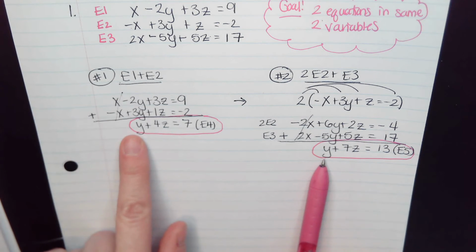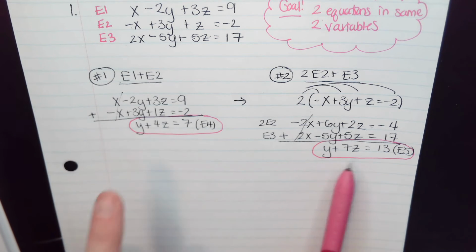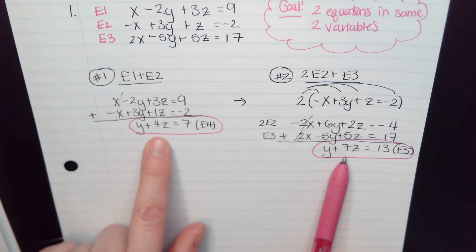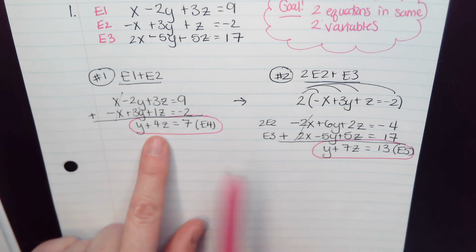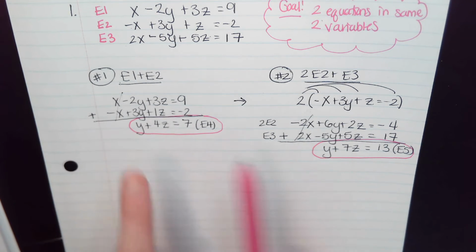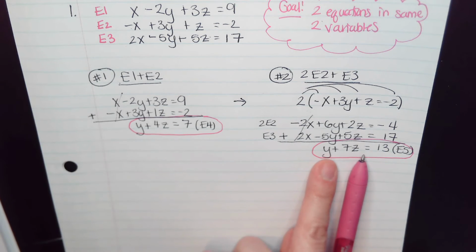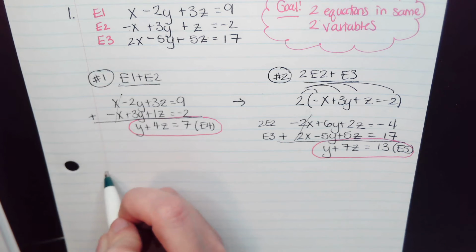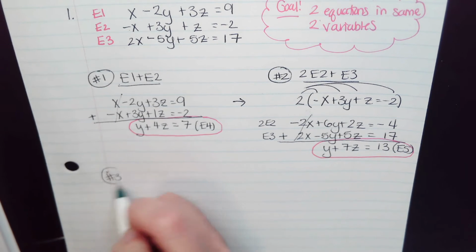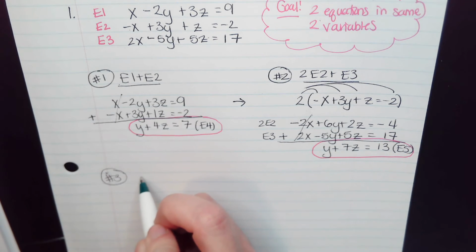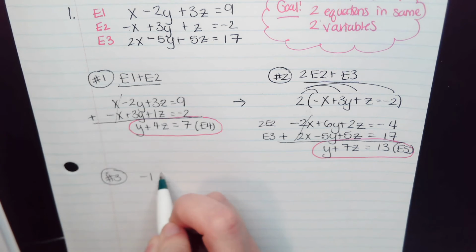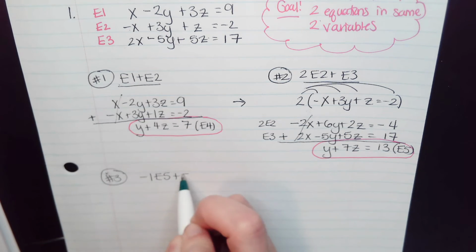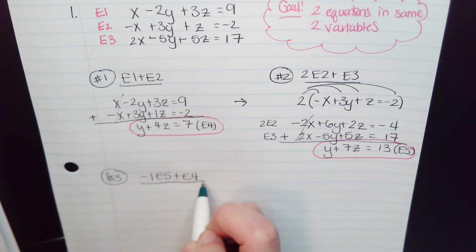Well, it looks like the y's both have a 1 in front, so if I just make one of those into a -1, I can add these two equations together. If you didn't see that right away, you also could, a little harder, but you could multiply this one by -7 and this one by +4 and get those to cancel out that way as well. So now step number 3, I'm going to multiply -1 times equation 5 and add it to equation 4.